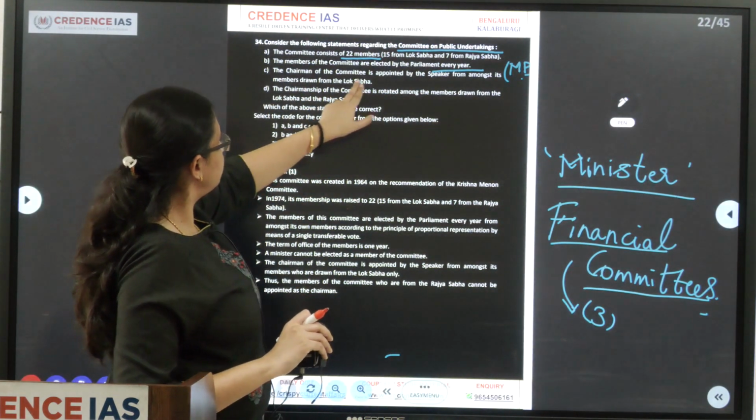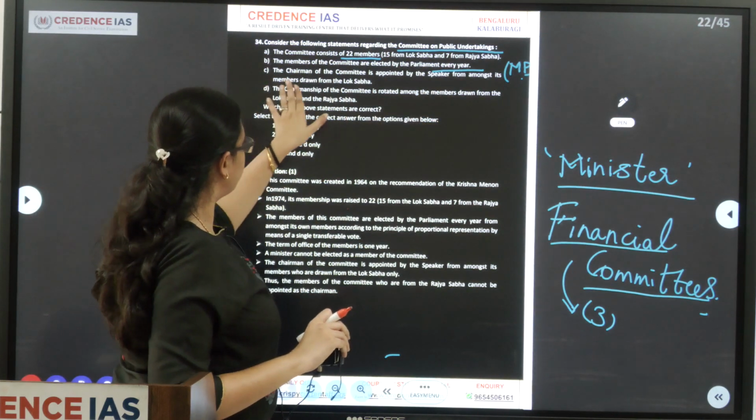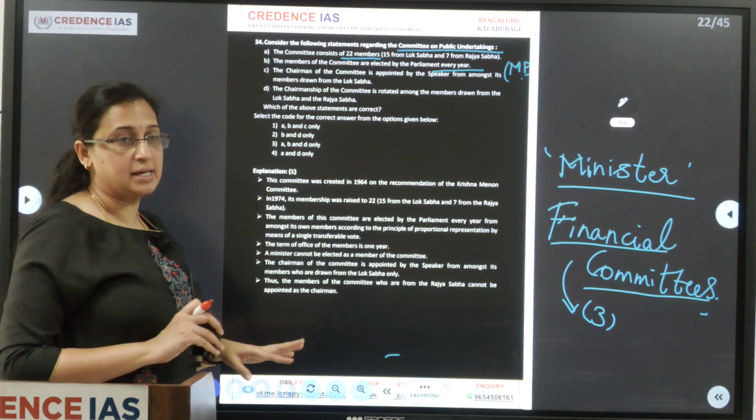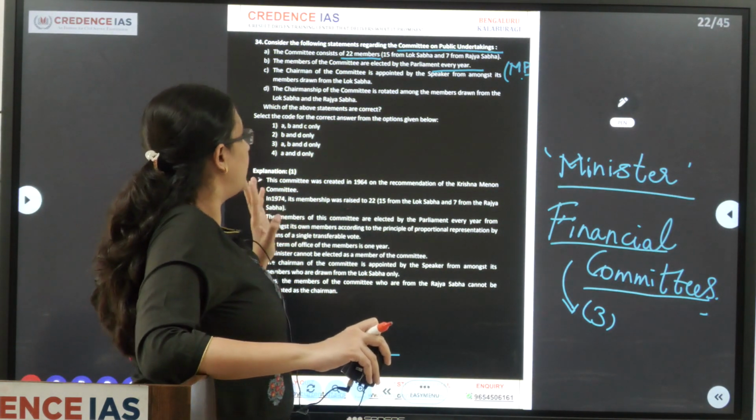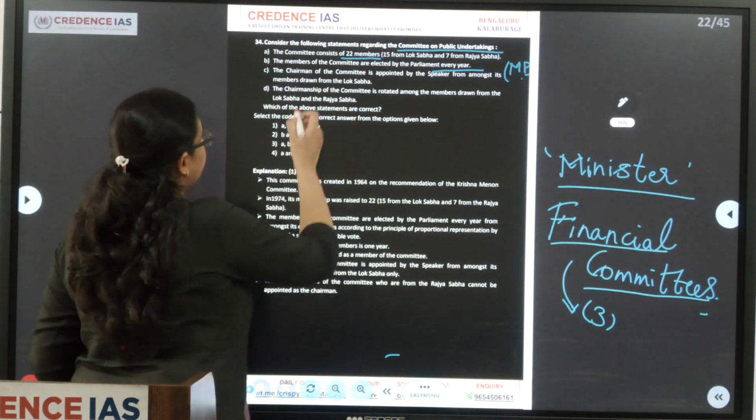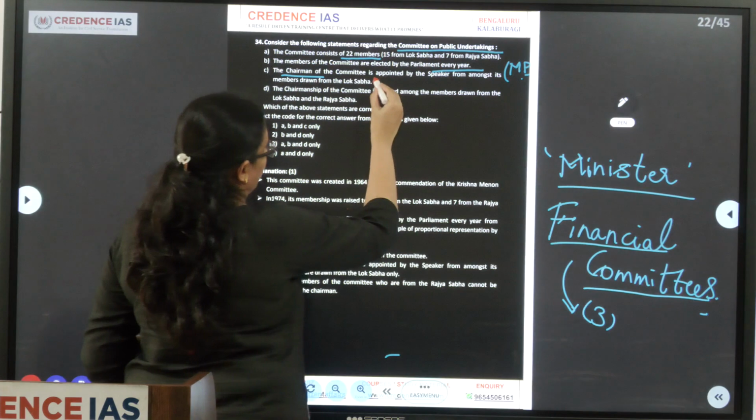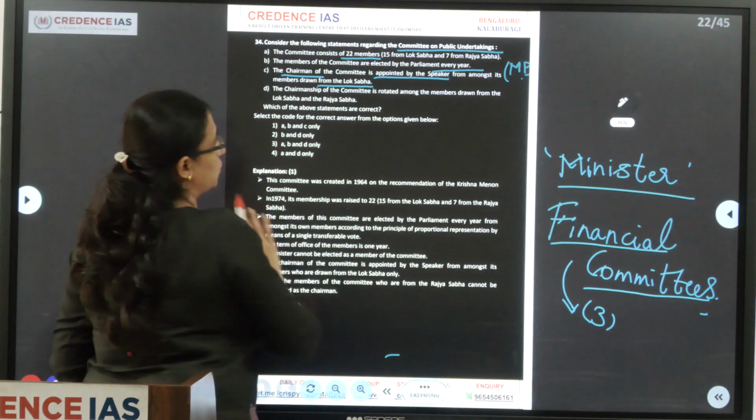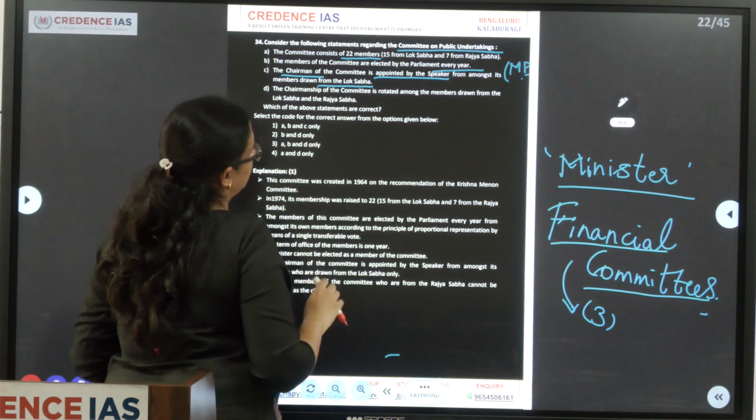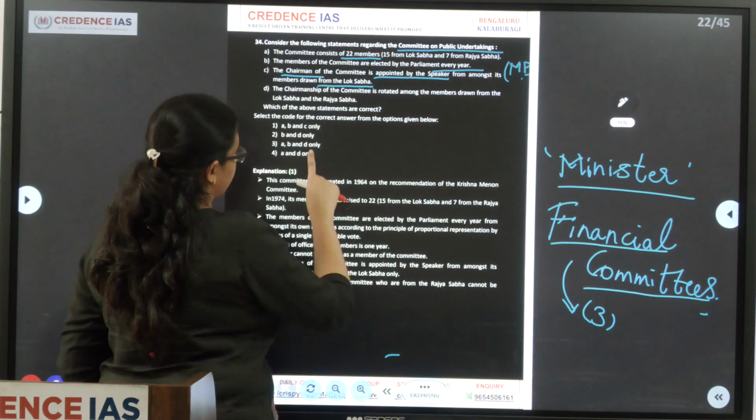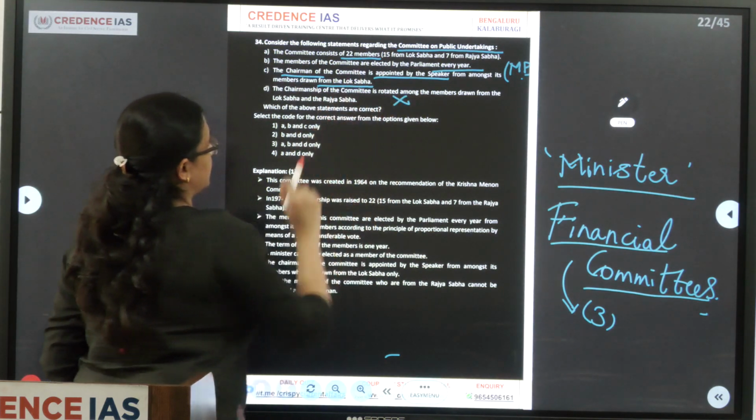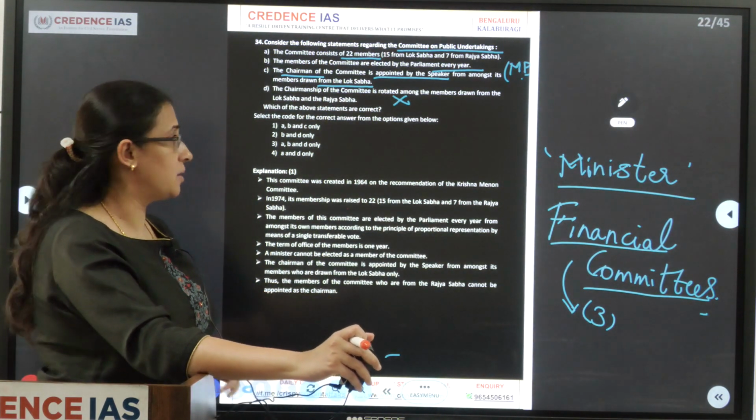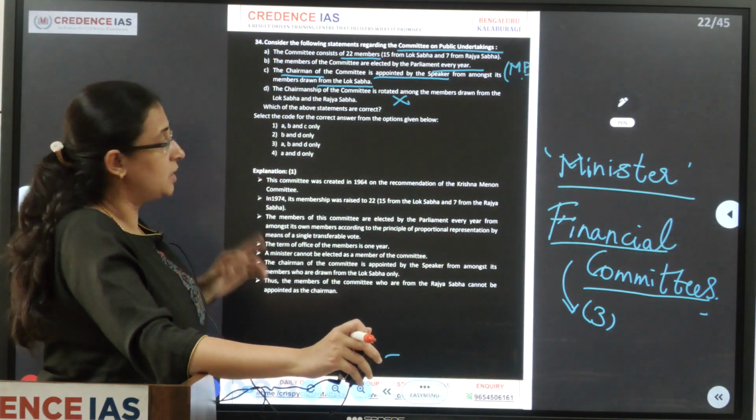The chairman of the committee is appointed by the speaker from among its members drawn from the Lok Sabha. Though the standing committee on public undertakings has members both from Lok Sabha and Rajya Sabha, the chairman of the committee is appointed by the speaker from the members of the Lok Sabha only. Yes, the chairmanship of the committee is rotated among the members drawn from the Lok Sabha and the Rajya Sabha. No, as I told, the chairman of the committee will be compulsorily appointed by the speaker only among the members drawn from the Lok Sabha.